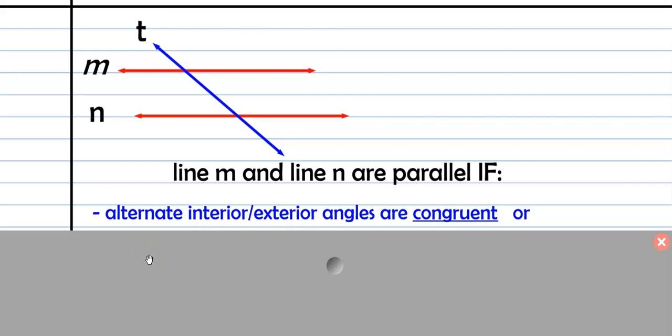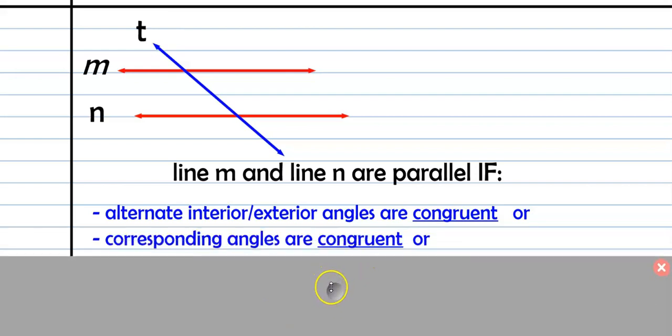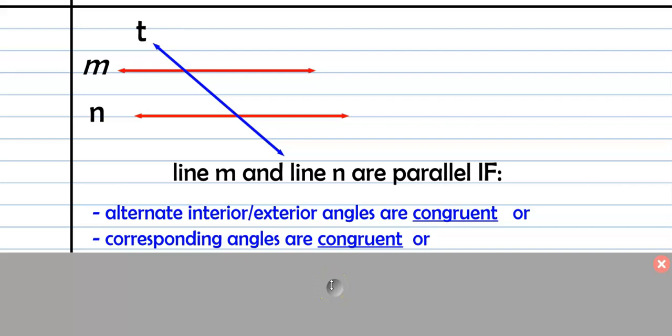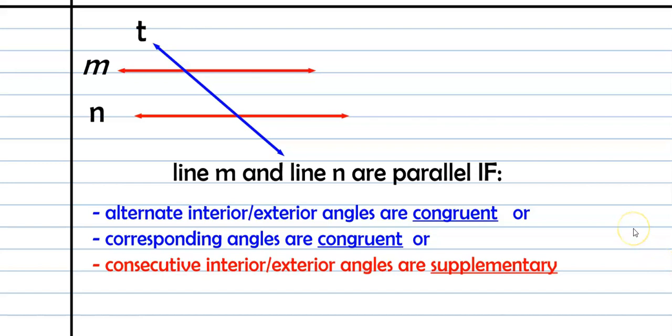If alternate interior or exterior angles are congruent, then you know the lines are parallel. And people do use this in real life. If they wanted to know if two things are parallel and maybe they're very far apart and it's tough to measure, they could draw a transversal, measure the angles, and then they would have their proof. Or if the corresponding angles are congruent, that would be proof that the lines are parallel. Or if those consecutive interior or exterior angles are supplementary.